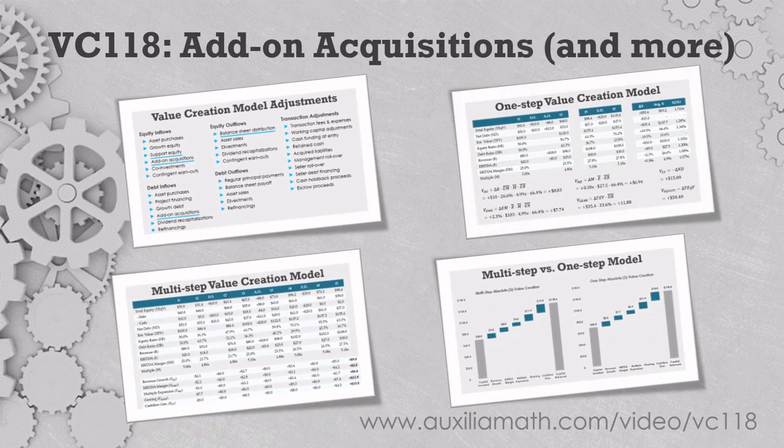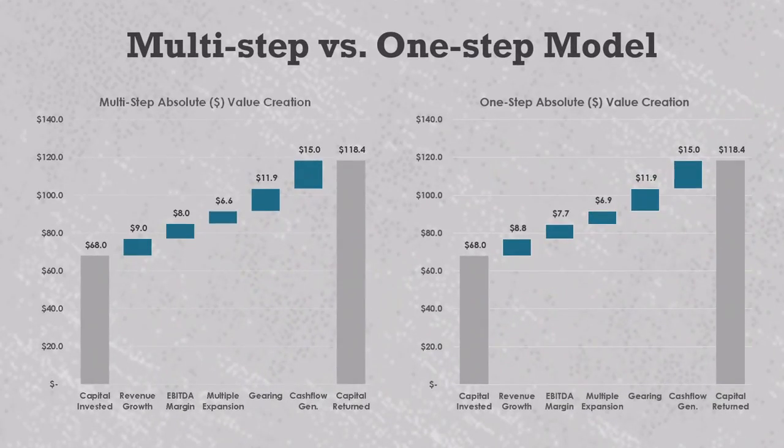So, how did we do? To check that, we can look at the multi-step and one-step models side by side. We see that they are nearly identical. The biggest difference in this case is within multiple expansion, and that's about 330,000. But in the context of a deal that created over 50 million of equity value, that's less than 1%. So this one-step value creation model is sufficiently accurate, and it's probably the only model that you're actually going to be able to perform given the data that you have available for most private equity deals.